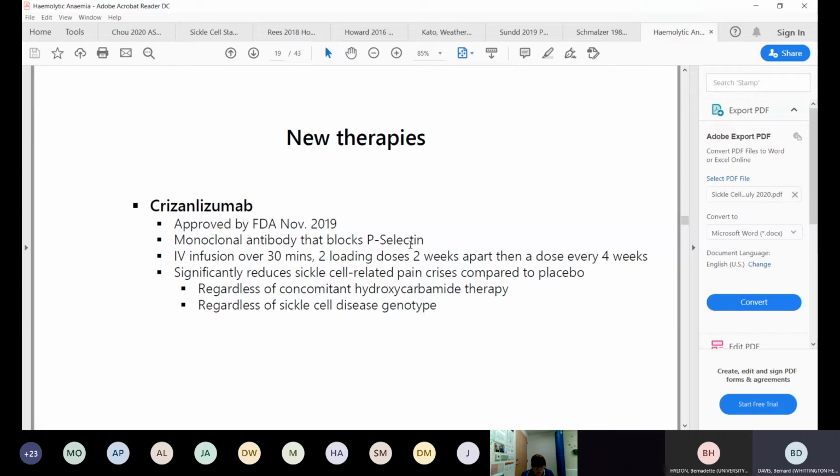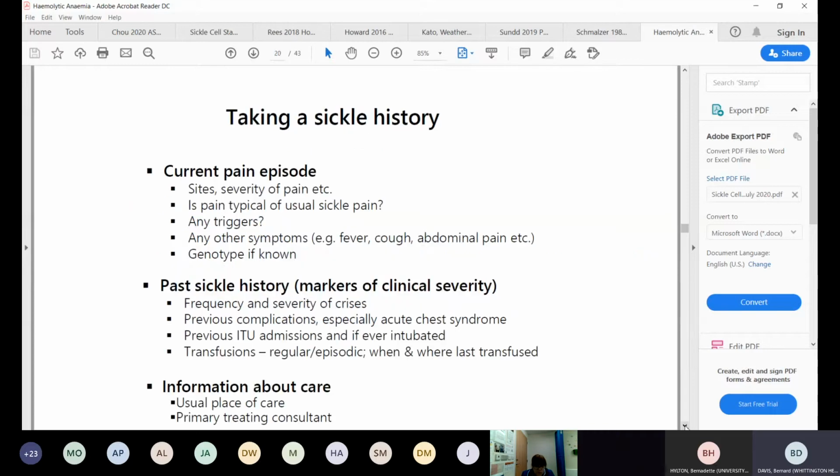Now, this drug works by blocking an adhesion protein called p-selectin, and it's been shown to reduce the incidence of sickle pain, regardless of the genotype of the patient. So it's a watch the space situation here. We'll be hearing more and more about this treatment.